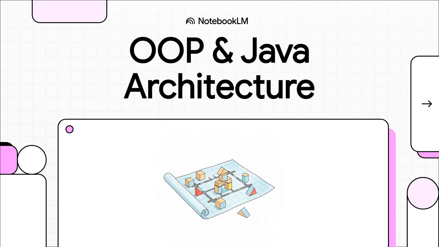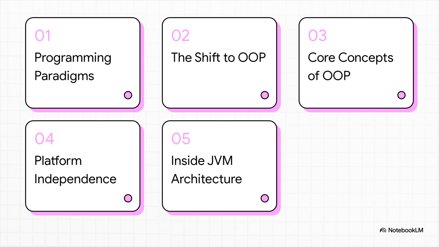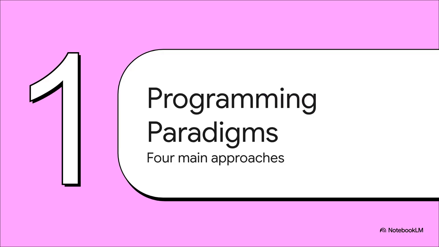Let's get right into it. Here's our agenda for today. We'll be mapping out programming paradigms, looking at the shift to OOP, breaking down the core concepts of OOP, exploring Java's platform independence, and finally, going inside the JVM architecture. Kicking things off with Section 1, Mapping Programming Paradigms.